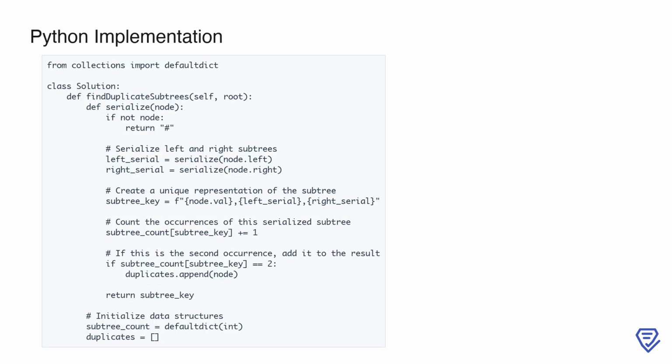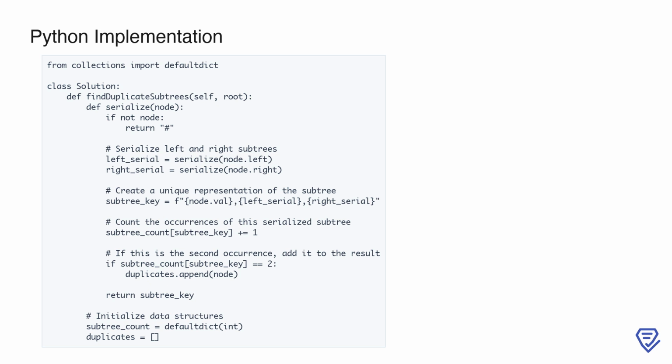To solve the problem of finding duplicate subtrees, we start by importing the necessary library, defaultdict, which will help us efficiently count occurrences of subtree serializations. Inside the solution class, we define the main function findDuplicateSubtrees, which takes the root of the binary tree as input. Within this function, we have a helper function called serialize. This function is responsible for converting each subtree into a unique string representation.